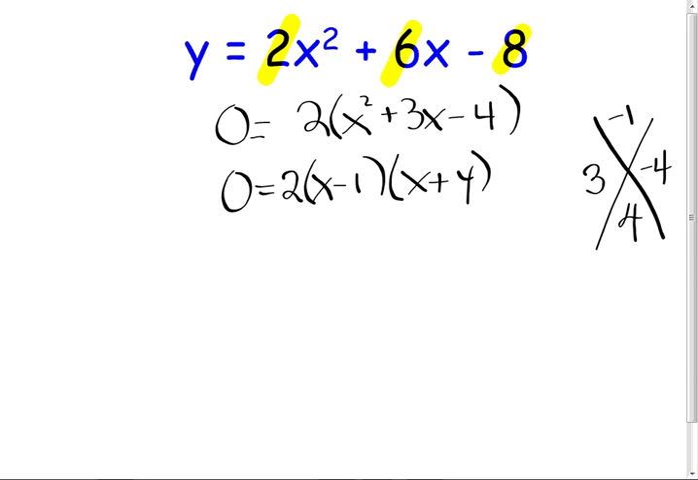I got it. X equals 1 and x equals negative 4. 1 and negative 4, not 2. Oh, I'm on the wrong side, sorry. Okay, Zach, have a seat. So it's 1 and negative 4. Make sure you ask me if you don't know how to get there.